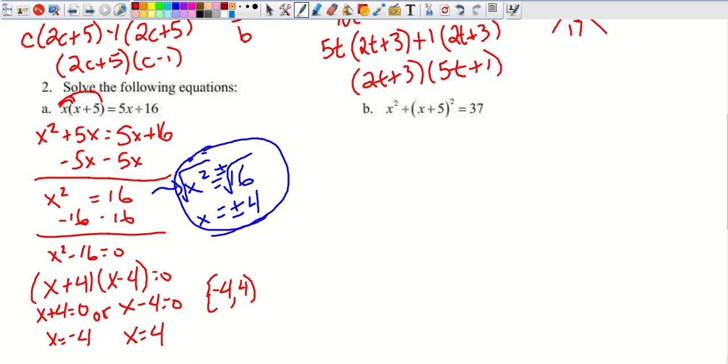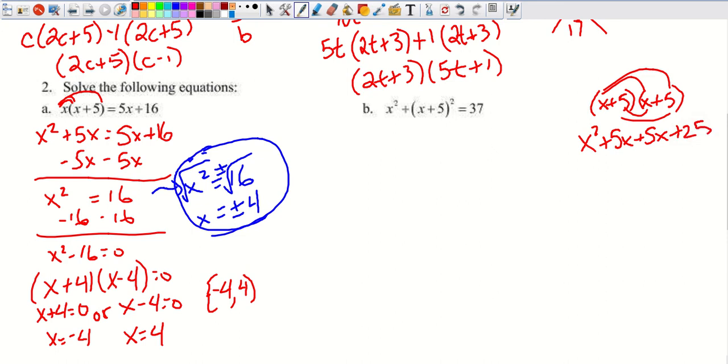All right, for letter B, same thing. So we want to do our x plus 5 squared. Remember, x plus 5 quantity squared means multiplied times itself. So we want to go ahead and distribute together to get x squared plus 5x plus 5x plus 25. So this is x squared plus 10x plus 25. And then we're going to bring that back into our question. So x squared plus x squared plus 10x plus 25 is equal to 37.